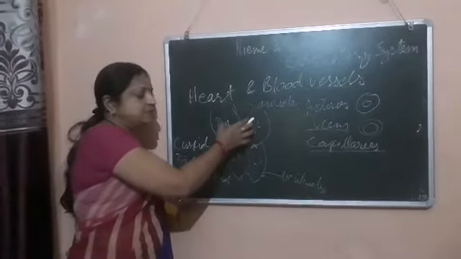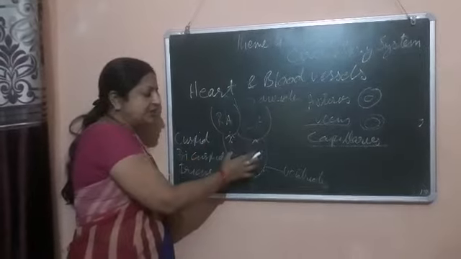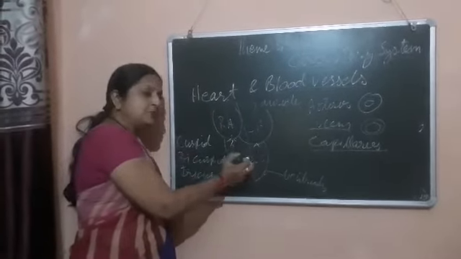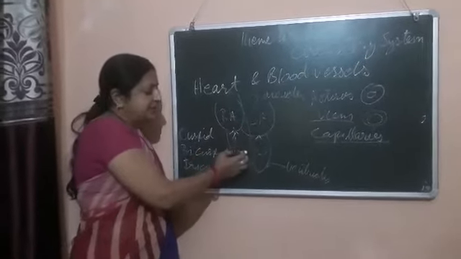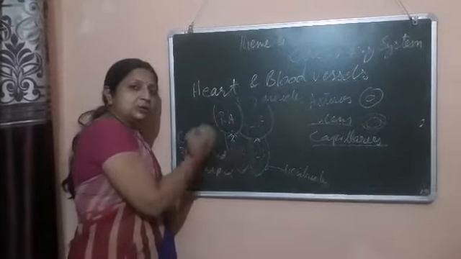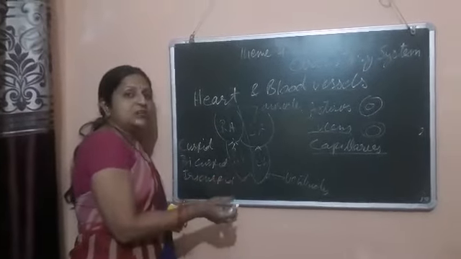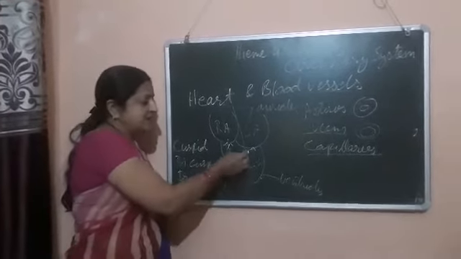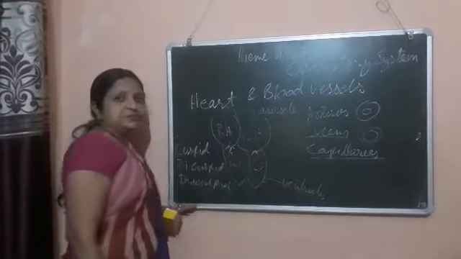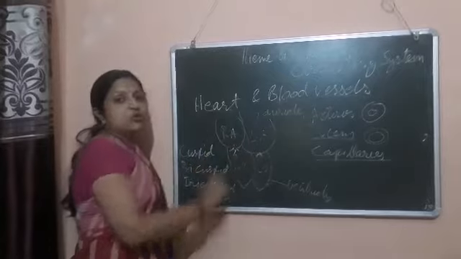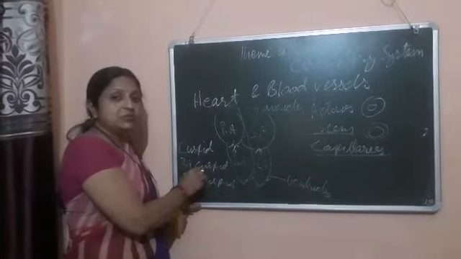As the blood flows from the auricles to the ventricles, at the same time the ventricle pushes the blood. Right ventricle pushes the blood to the lungs, whereas left ventricle pushes the blood to all parts of the body. So at that time these valves prevent the backflow of the blood from the ventricles to the auricles. This is the function of the cuspid valve.